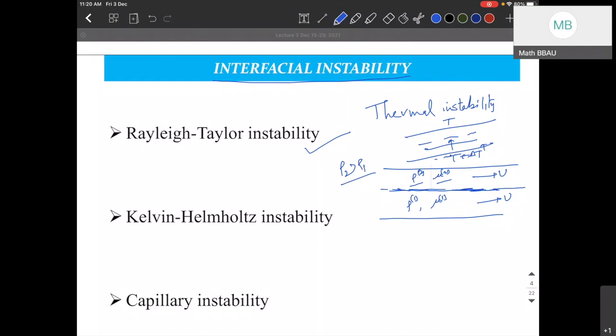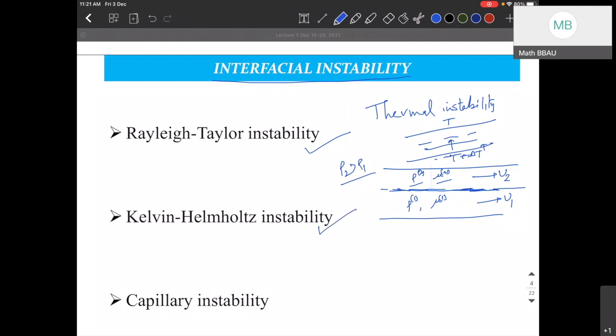If fluids are flowing with different velocities, say the velocity of the upper phase is u2 and the velocity of the lower phase is u1, then this plane interface will also be unstable, and it will not depend on the top heavy arrangement or the bottom heavy arrangement. Either rho 2 is greater than rho 1 or rho 1 is greater than rho 2, doesn't matter. If the interface is experiencing a relative velocity, definitely it will be unstable. And this type of instability is known as Kelvin-Helmholtz instability.